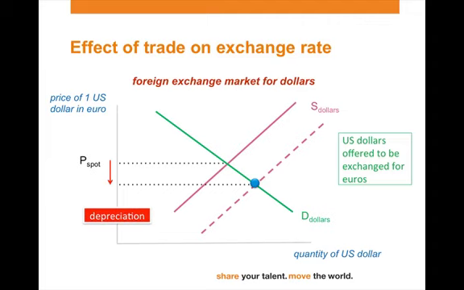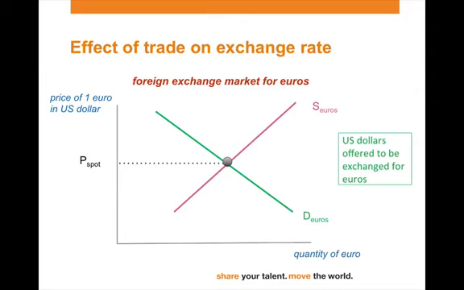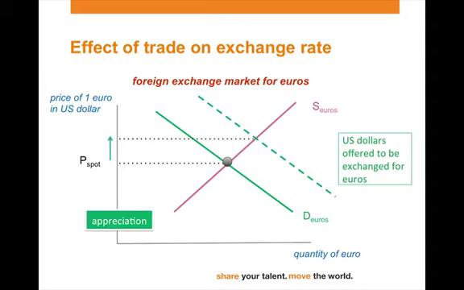Because we're talking about an exchange, this transaction will also influence the euro. Remember, US dollars were offered to be exchanged for euros. If we now look at the euro market, we will see that the demand for euros increases. As a consequence, the price increases, and this is what we call appreciation. We can therefore conclude that exports lead to an appreciation of the exchange rate.